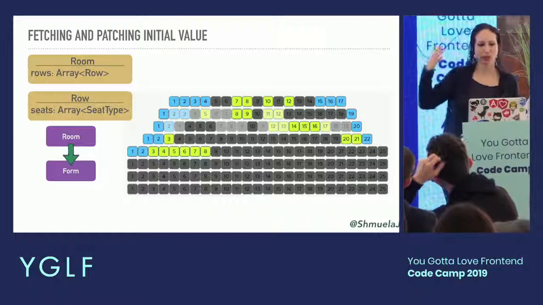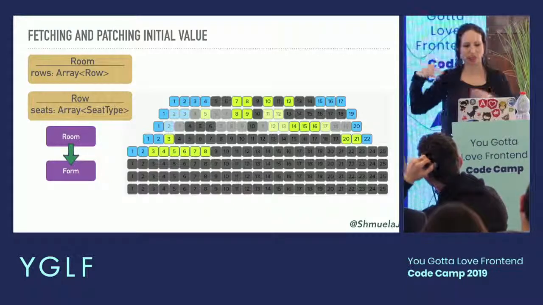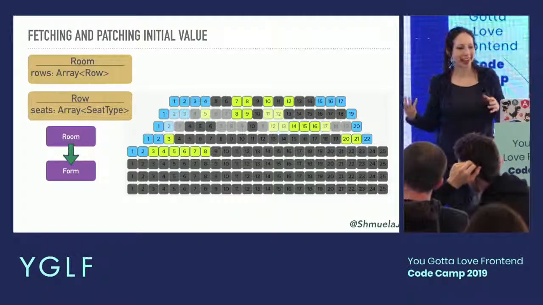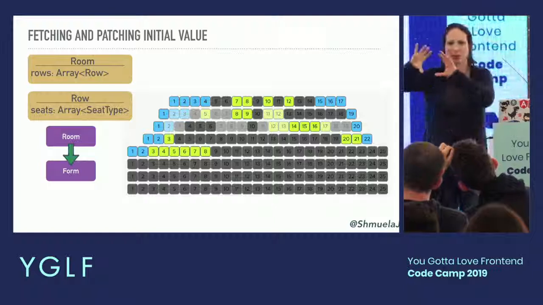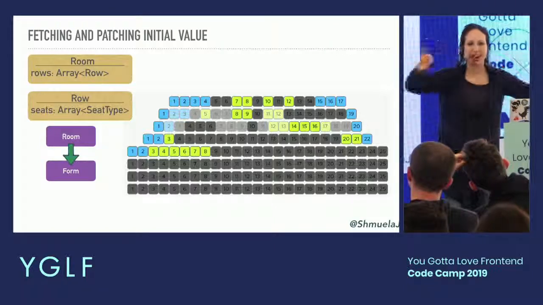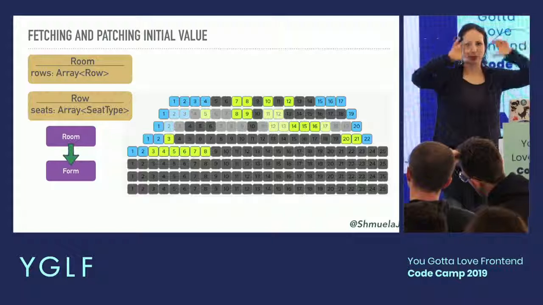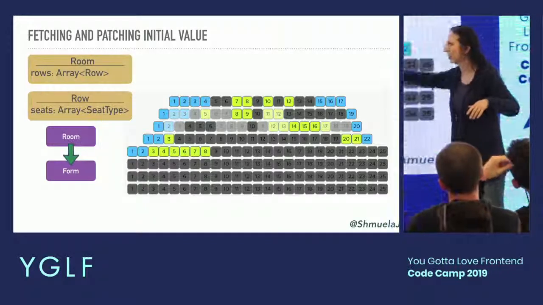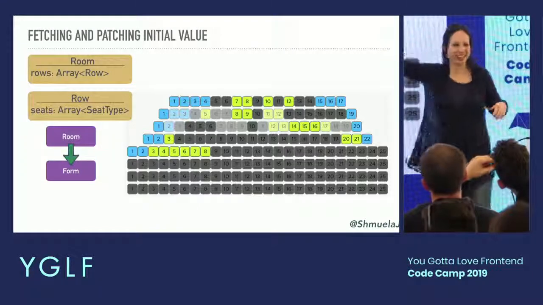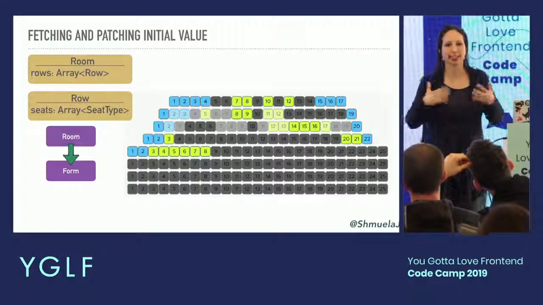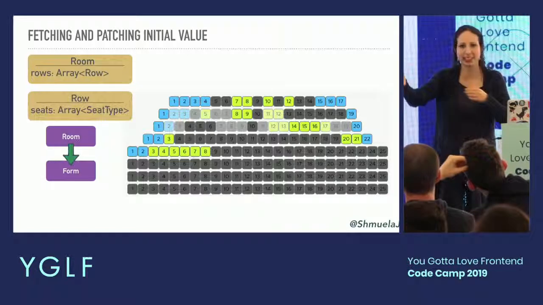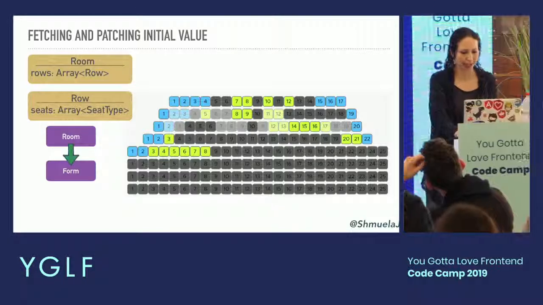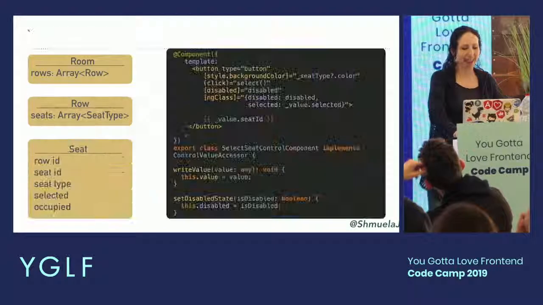So how do we actually construct the form? In my very simple case, let's say that we have the room which is composed of arrays. The array holds the rows, and each row is also an array of seats. And we need to know the seat type. And the seat type can be an ID that we map somehow in a different place, and I'm not showing it here. So it's an array of arrays.